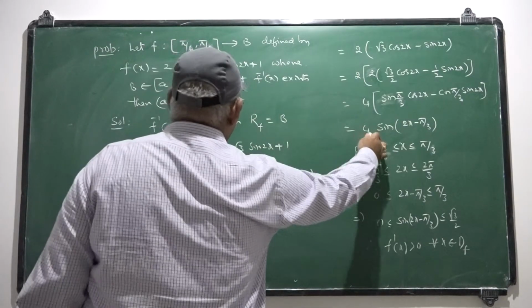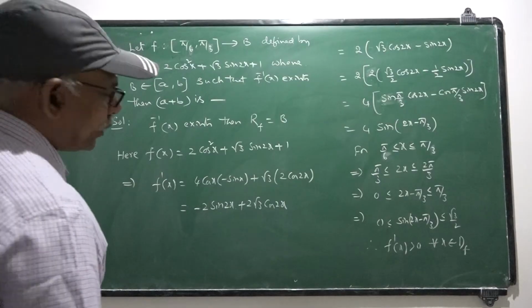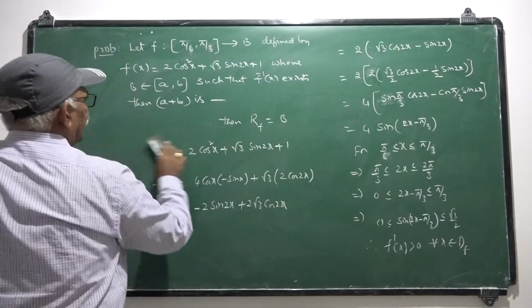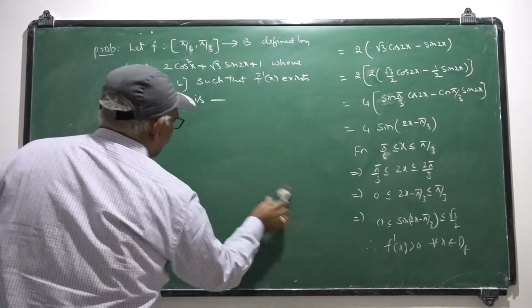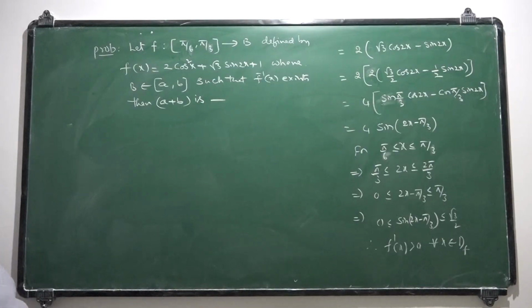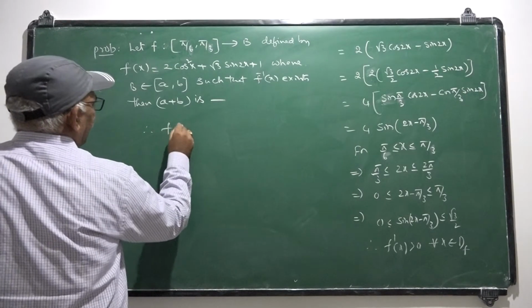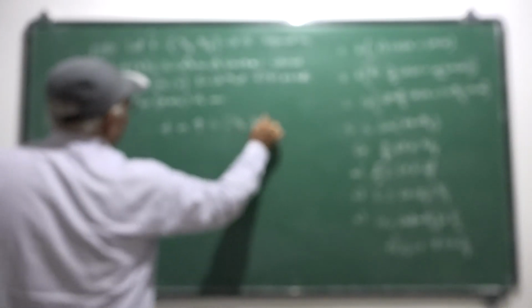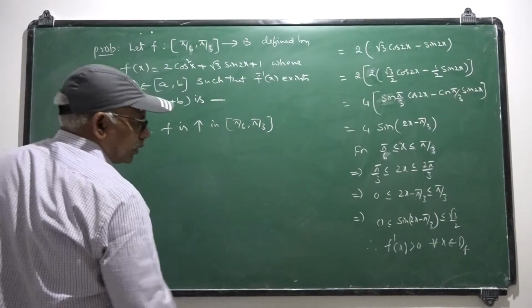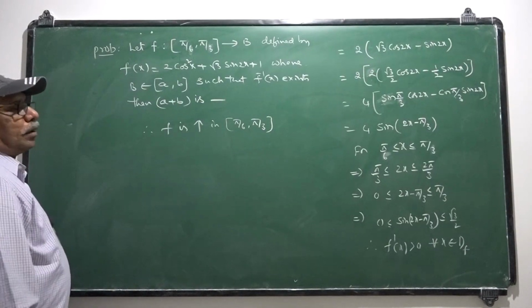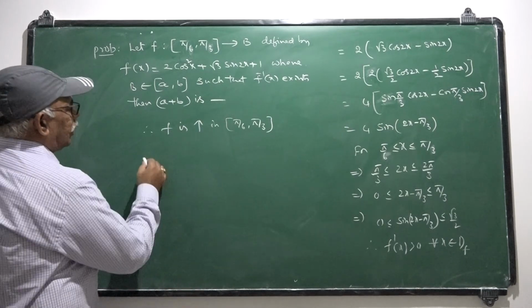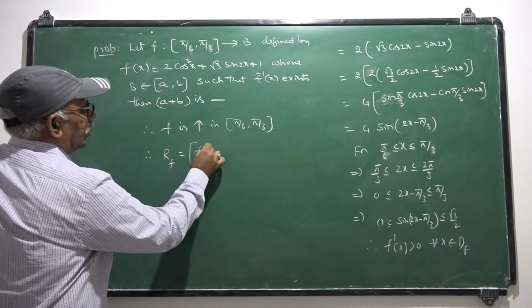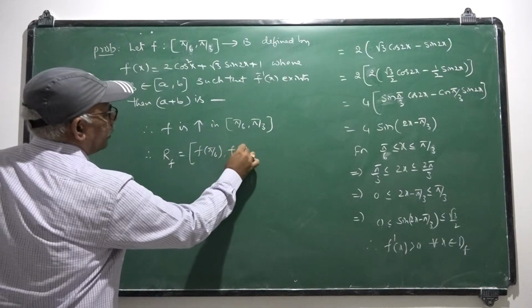This is clearly positive, this one is clearly positive, f dash x is positive. Therefore, the given function is an increasing function in the interval pi by 6 to pi by 3. Strictly increasing because f dash x is greater than 0. So therefore, the range of f is nothing but f of pi by 6 and f of pi by 3 itself.